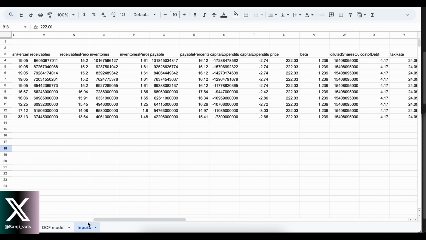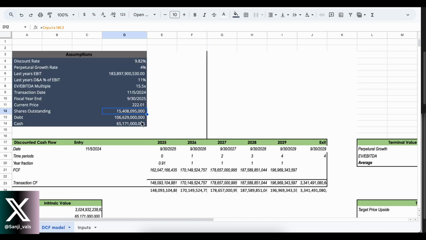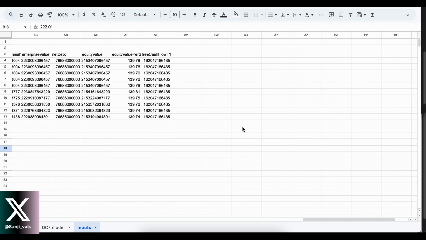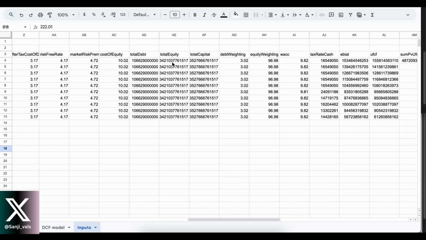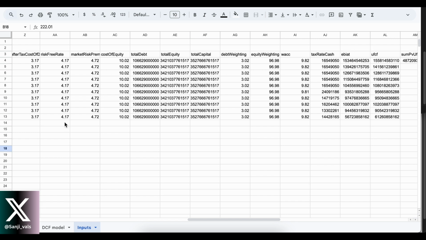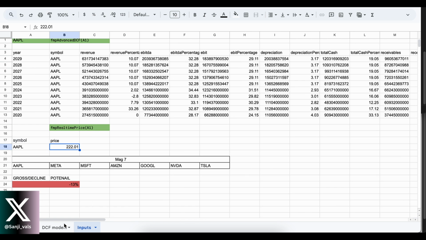Yes, the diluted shares outstanding. And we take the total debt and the company's cash. They are also extracted from AD9. You can see from inputs AD9. This is the total debt and cash I have extracted the same way.